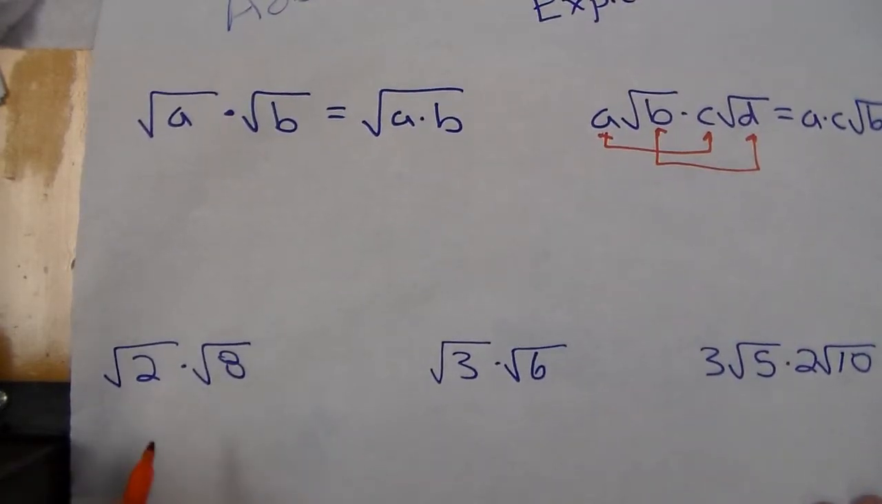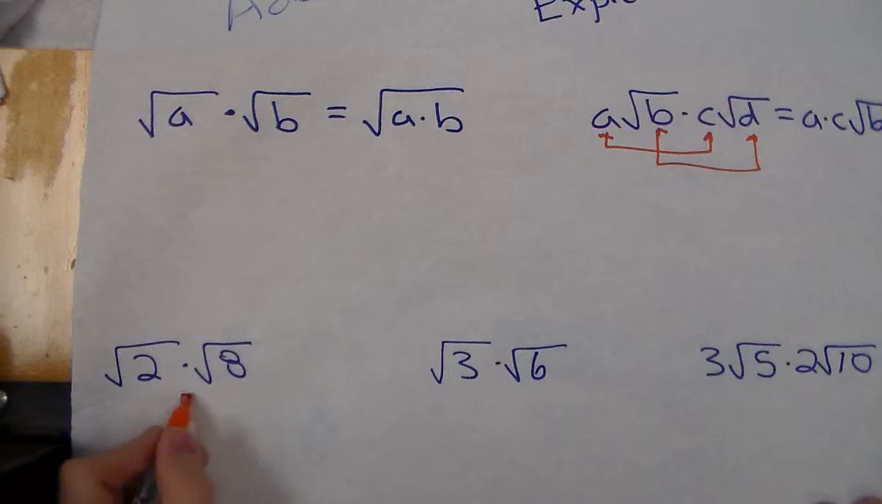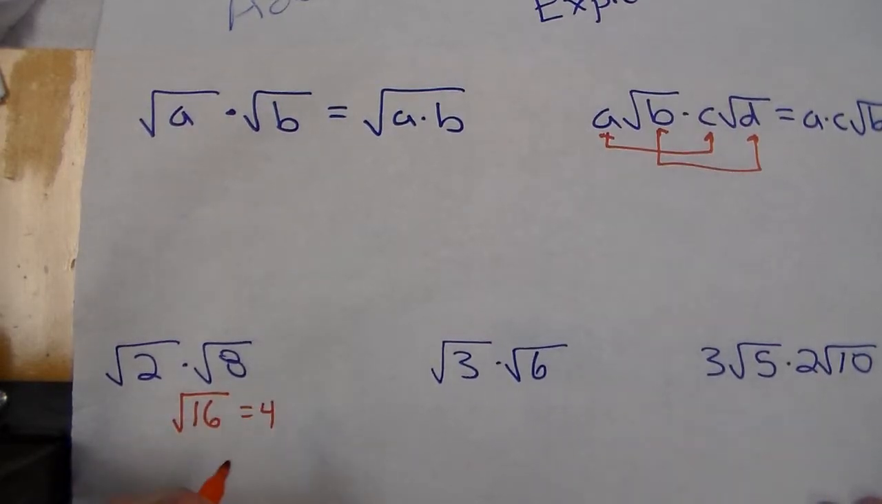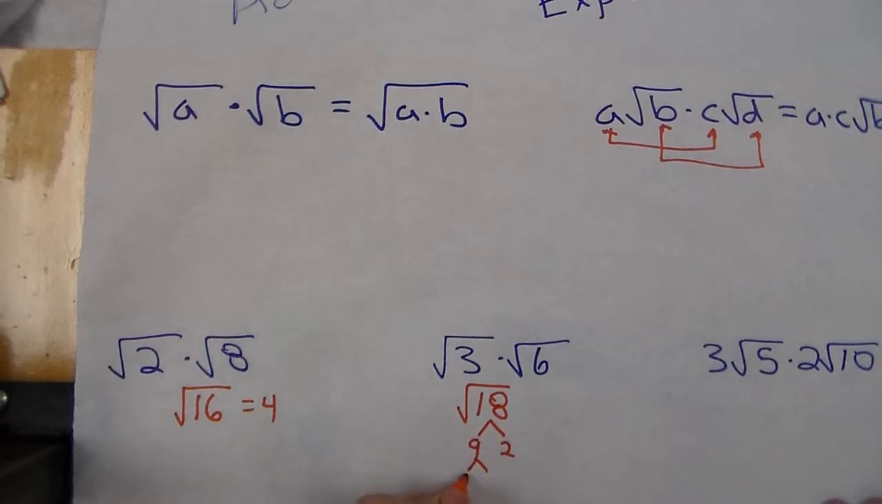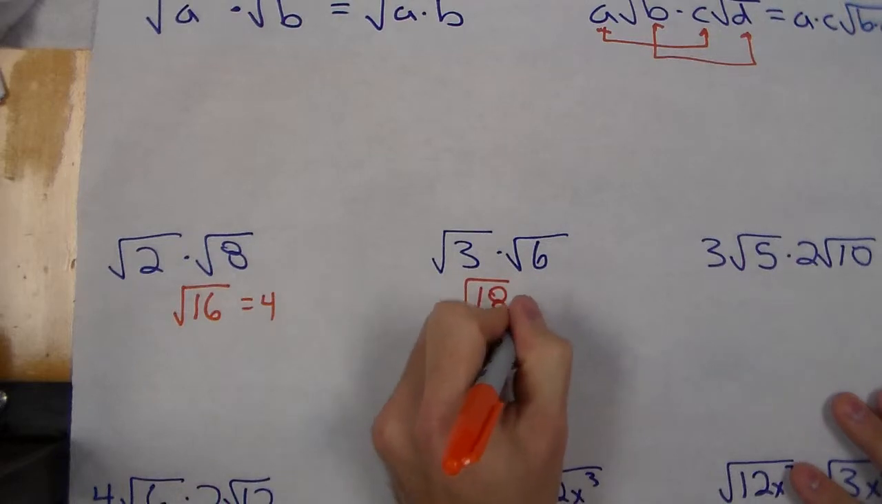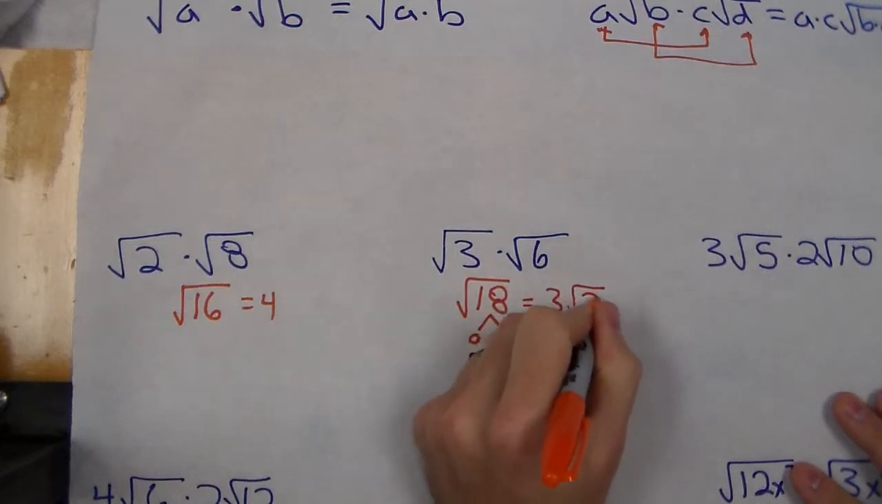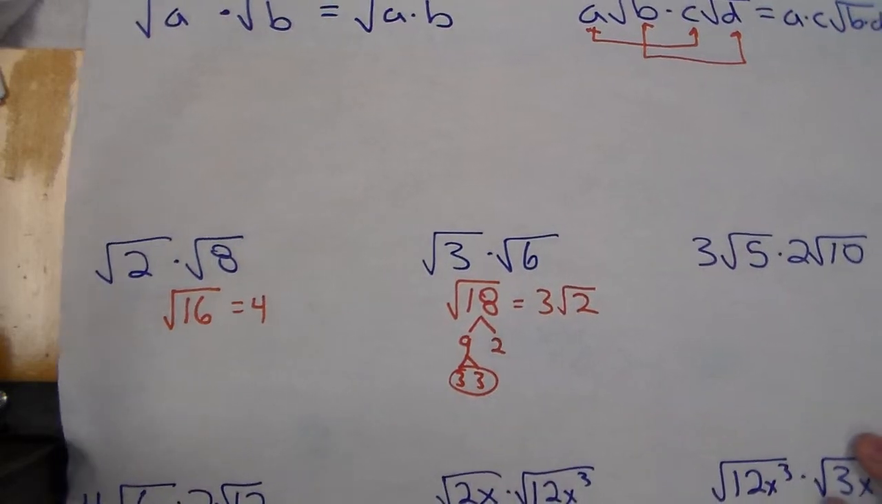So if we start with something like the square root of 2 times the square root of 8, multiply together, that gives me the square root of 16, which we should know is 4. The square root of 3 times the square root of 6 gives me the square root of 18. Now 18 is 9 and 2, which from the 9 I get the set of 3's, and that's going to come out, leaving the 2 inside, and we call that 3 root 2.